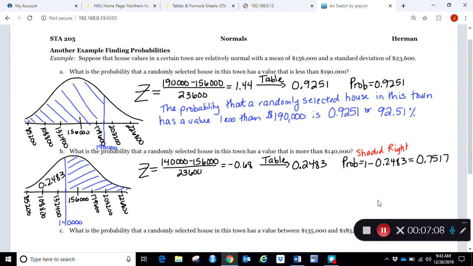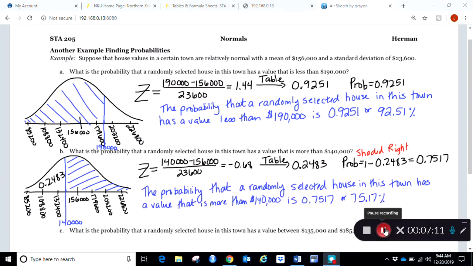All right, of course, last thing we have to do is interpret our probability. So then we can say the probability that a randomly selected house in this town has a value that is more than $140,000 is 0.7517, or 75.17%.